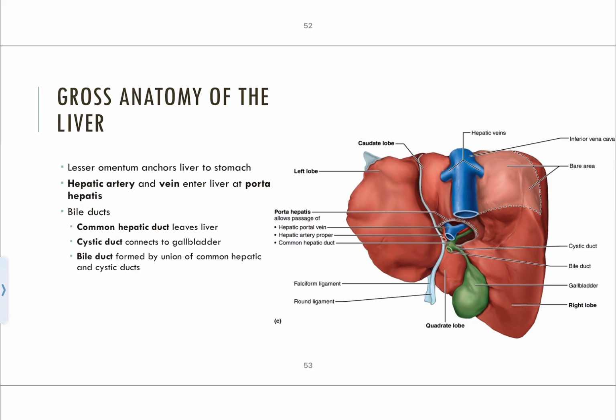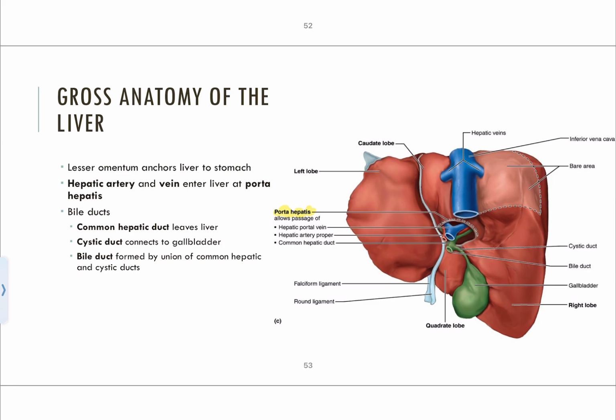So you probably learned about the greater and lesser omentum. Well, it's the lesser omentum that anchors the liver to the stomach itself. We have the hepatic artery and vein. Where do these enter? They enter through the porta hepatis, which is, let me use the highlighter, right here.